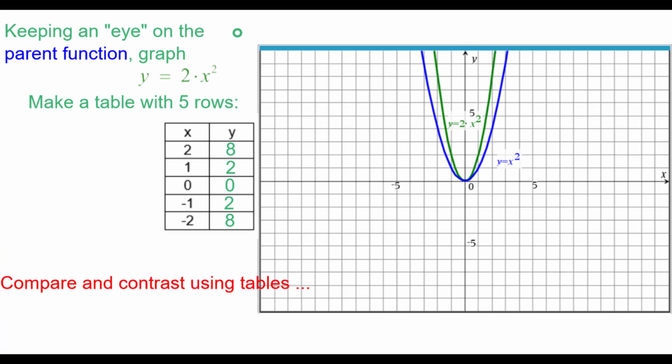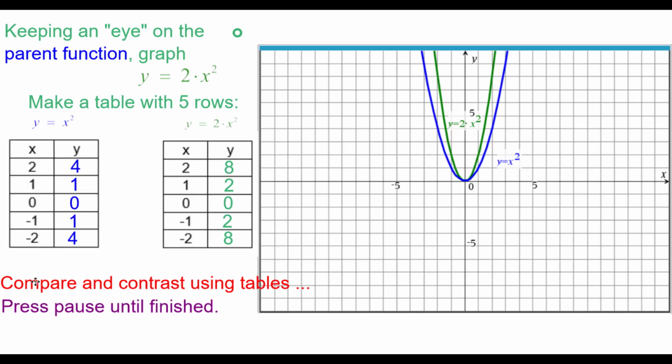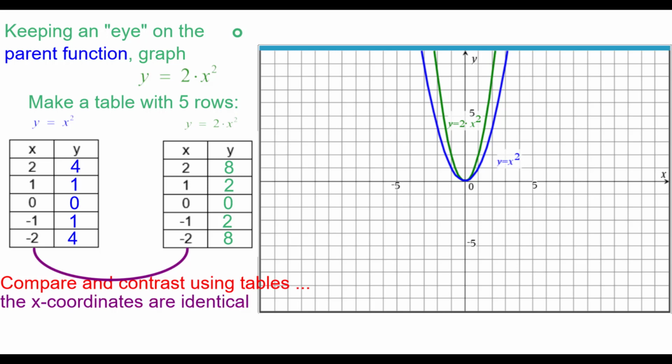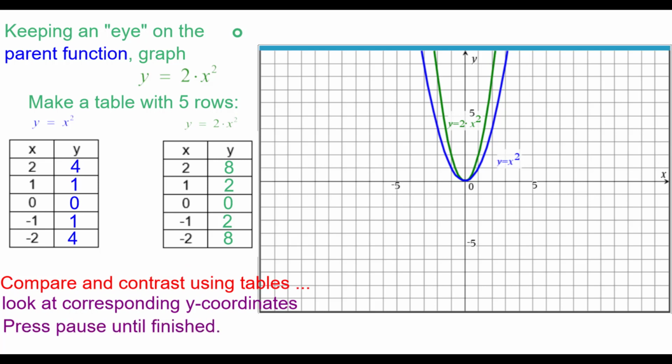Let's compare and contrast using tables. Here's our y equals x squared table, and let's compare it to the y equals 2 times x squared table. Press pause until you're finished. Notice here that the x coordinates are identical. Look at the corresponding y coordinates. Press pause until you're finished looking at those.